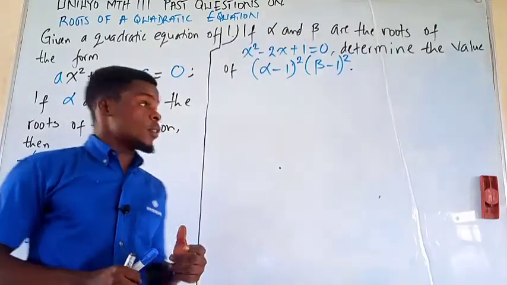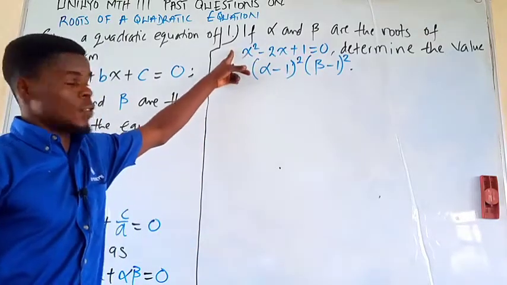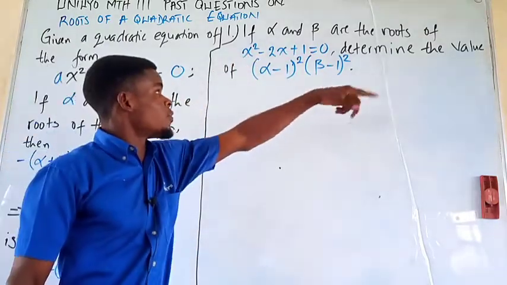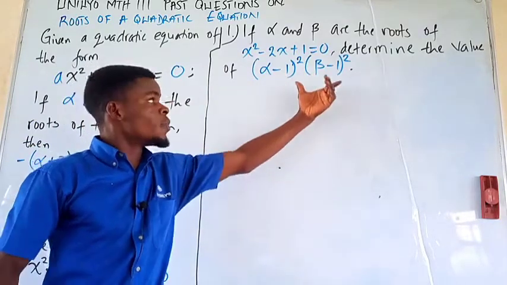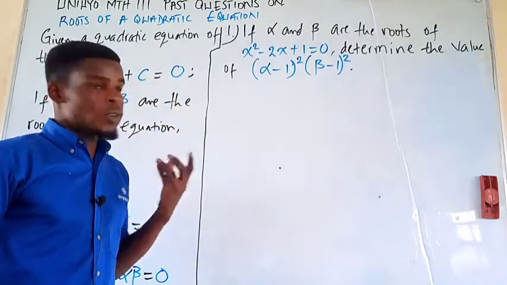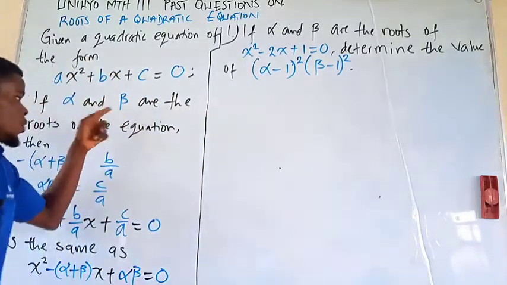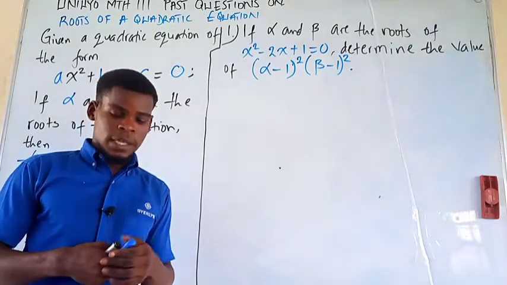From the first question, we're given that alpha and beta are the roots of this equation, and we need to determine the value of the product alpha minus 1 squared times beta minus 1 squared. So if alpha and beta are the solutions, all we need to do is to establish a fact.